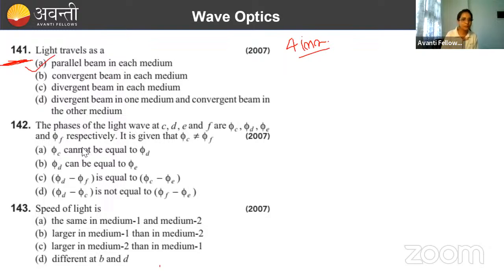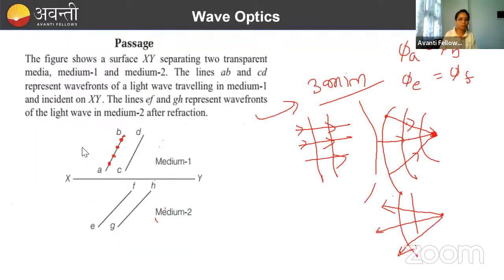Second case, the phases of light waves at C, D, E, F are phi C, phi D, phi E, phi F. So phi C can't be equal to phi D, it is written. It is equal actually, because both points are on the same wavefront.